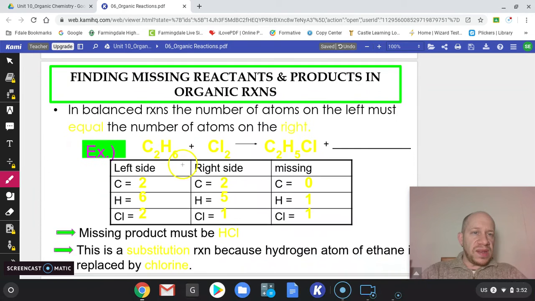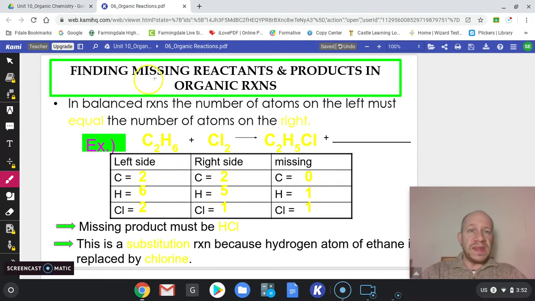One thing you'll be asked to do is find the missing reactants and products in organic reactions. In a balanced reaction, the number of atoms on the left will equal the number of atoms on the right. I know the yellow is hard to see, my apologies. This says equal, and this says right. This is really important. This is our law of conservation of mass. So if we have C2H6 plus Cl2 producing C2H5Cl, what is our missing product?